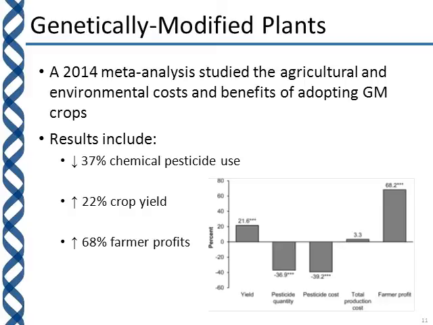And in 2014, a meta-analysis studied the agricultural and environmental costs and benefits of adopting genetically modified crops. These results include a 37% decrease in the use of chemical pesticides. There was a 22% increase in the crop yields. And overall, this resulted in a 68% increase in profits for the farmers.